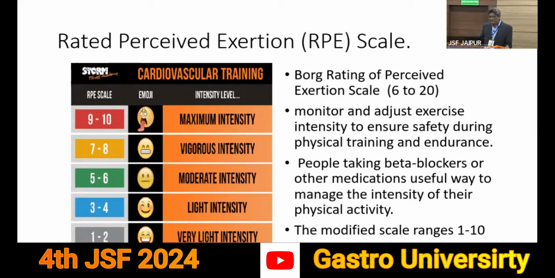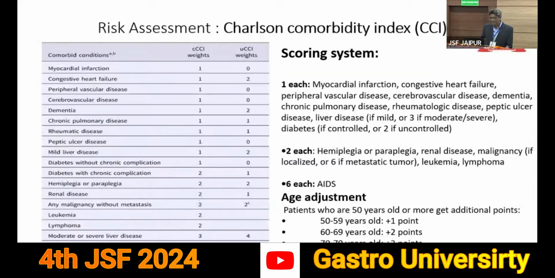The Borg scale of perceived exertion was used initially, which was a 6 to 20 scale assessment, and has now been refined into a 1 to 10 scale. With the assessment of the patient's activity score, we can see in the preoperative area how the patient is improving with our training or rehabilitation programs in terms of physical activity.